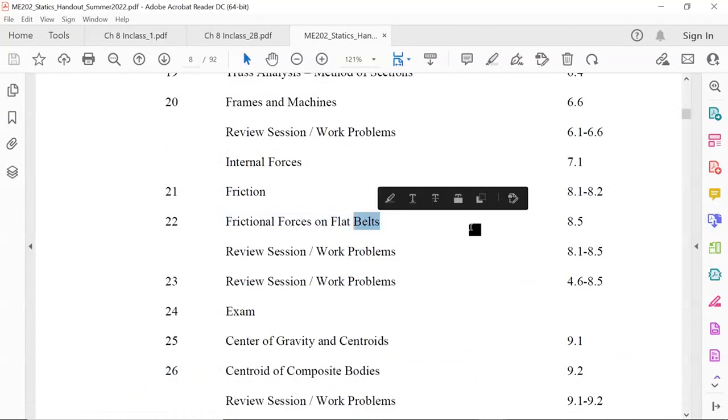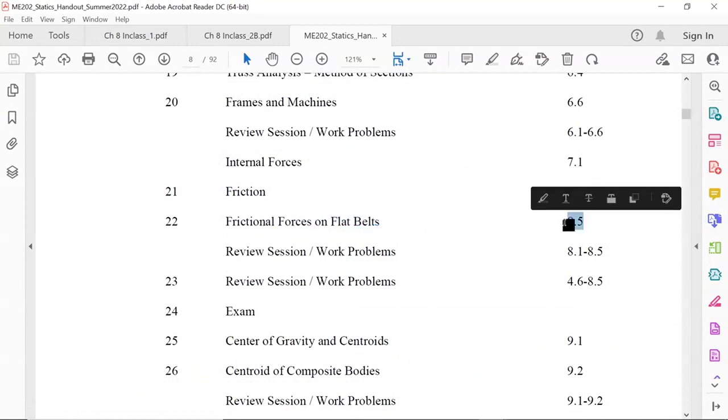Frictional forces on flat belts, topic 8.5 theory.